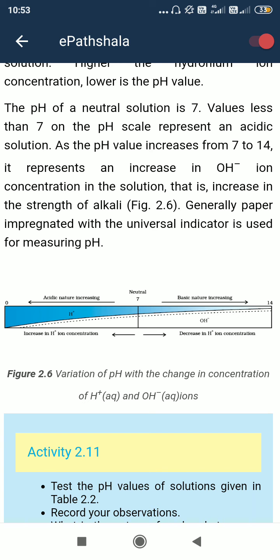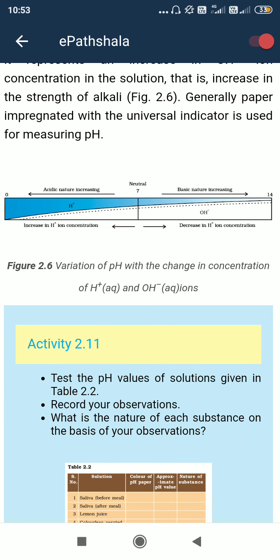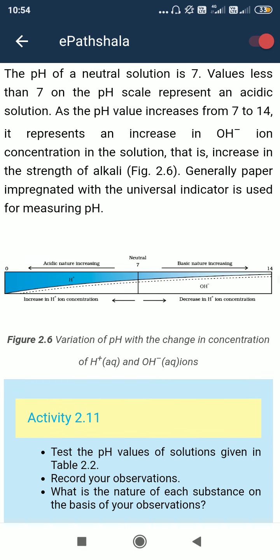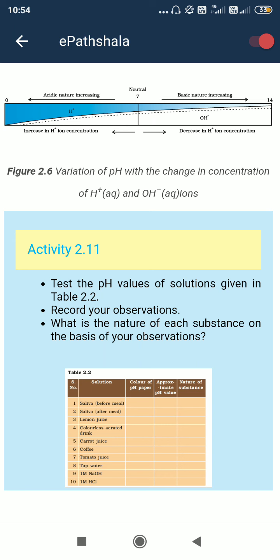The lower the value of pH, the more acidic it is. So if one compound has a pH of 1, then it is more acidic than one with a pH of 2, like this. In case of pH more than 7, increasing pH means increasing basicity, and decreasing pH means increasing acidity. So this is the figure you can see.